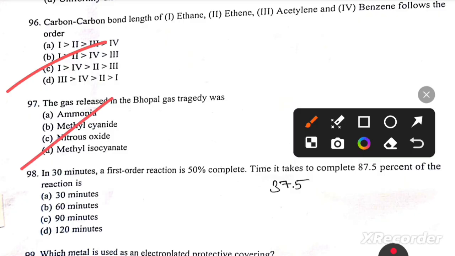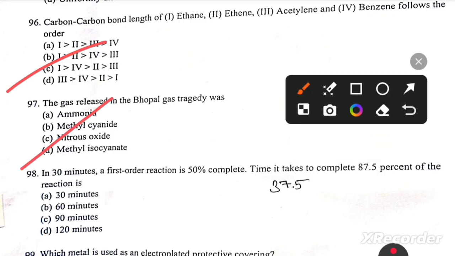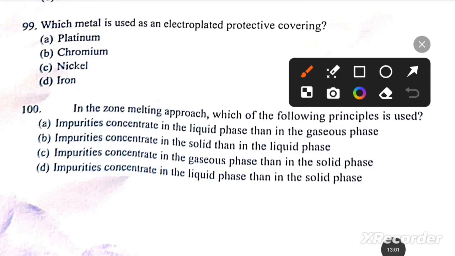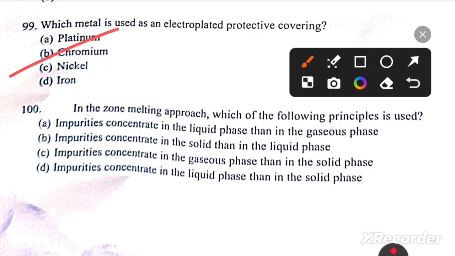Then in 30 minutes a first order reaction is 50% completed. The time it takes for completion of 87.5% of the reaction is 90 minutes. Question number 99. Which metal is used as an electroplated protective covering? Chromium. In the zone melting approach, which of the following principles is used? Impurities concentrate in the liquid phase and then in the solid phase.